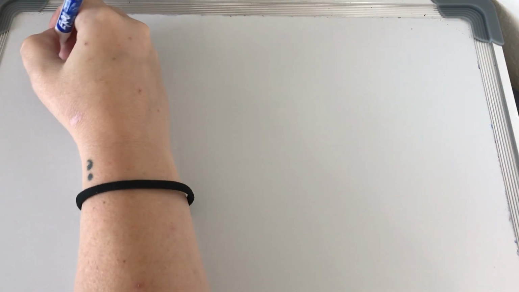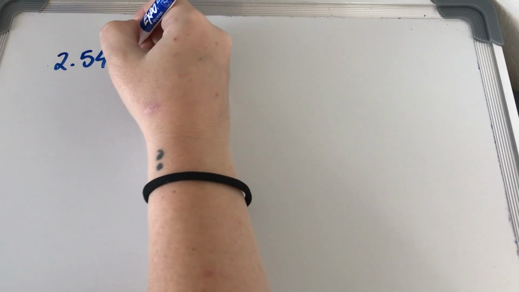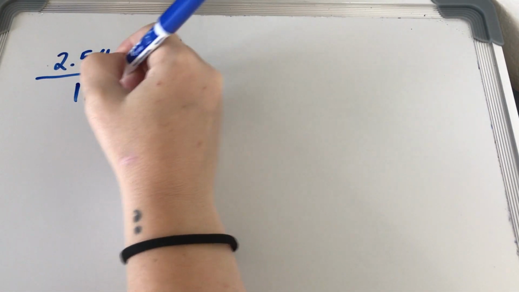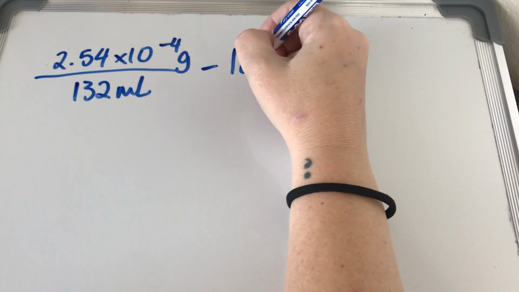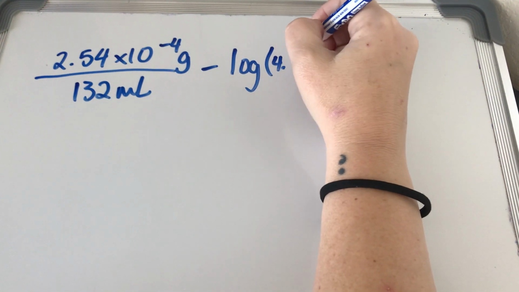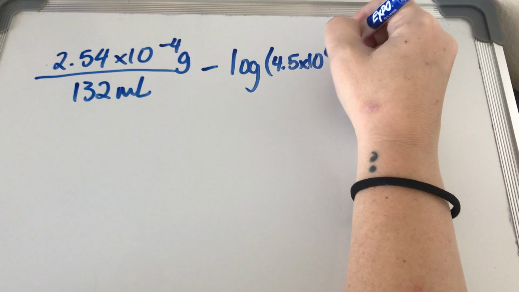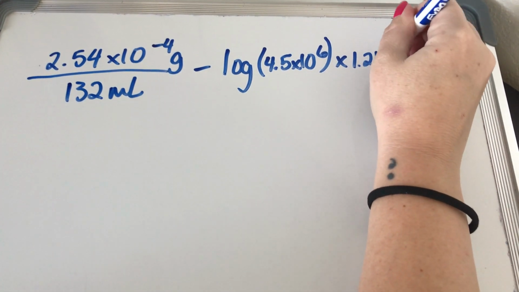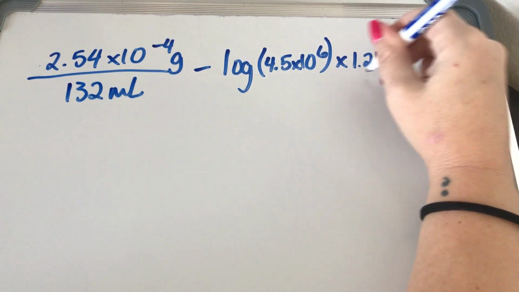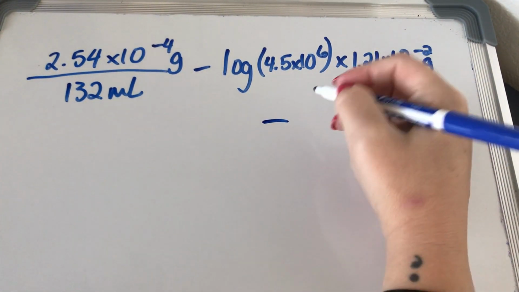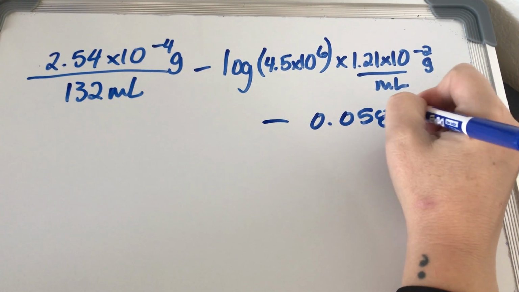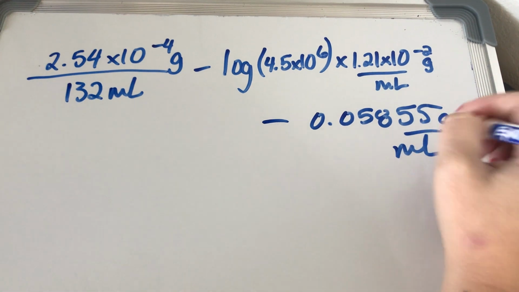Okay, so I'm going to write down this problem, and then we'll go through it. 2.54 times 10 to the negative 4 grams over 132 milliliters, minus log of 4.5 times 10 to the 6th times, oh Jesus, I need to start writing smaller, 1.21 times 10 to the negative 2 grams per milliliter, minus 0.5855 grams per milliliter. Okay.